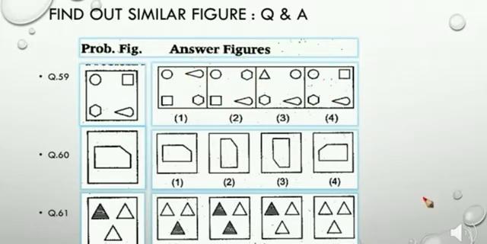Let's go to the next question, number 60. Let's check for this portion. In this answer 1 it is matching. In option 2 it is not matching. In option 3 it's not matching. In option 4 it is not matching. So the answer for question number 60 is 1.